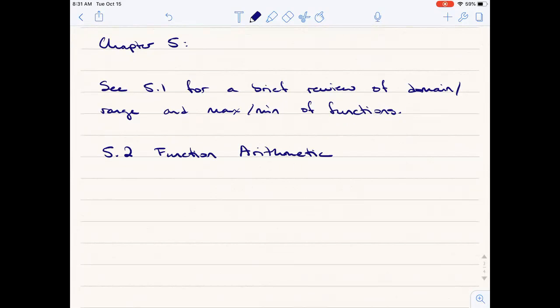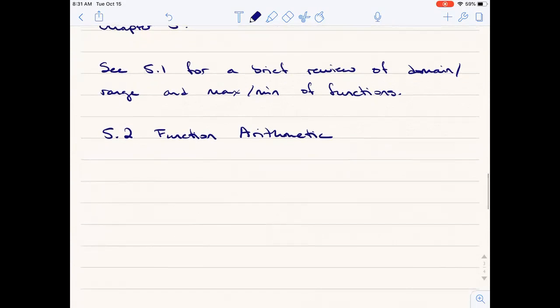Riveting. All right. Function arithmetic is exactly what it sounds. We're just doing arithmetic, so adding, subtracting, multiplying, dividing with functions, right? And so not inside the functions, but the actual functions themselves. And so we'll start with kind of the groundwork.